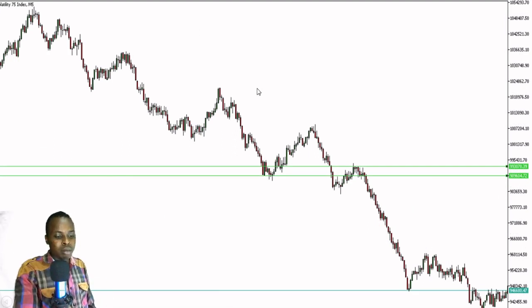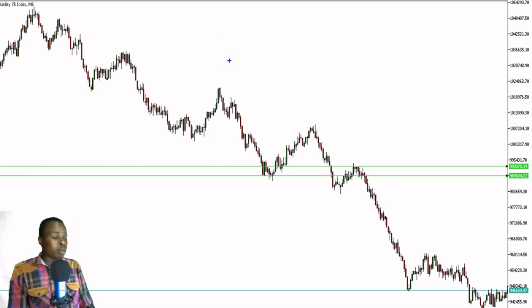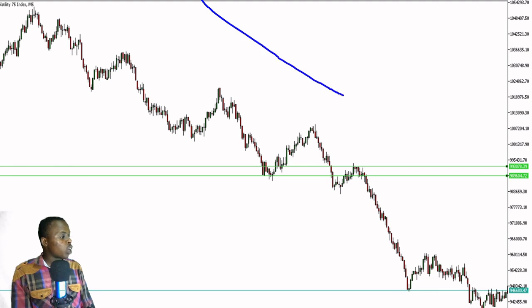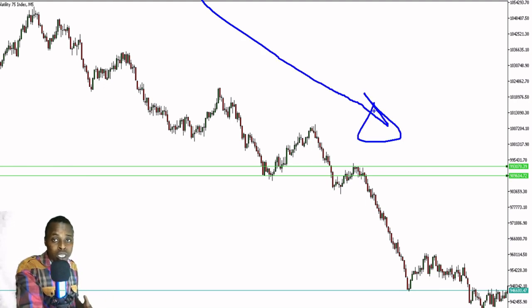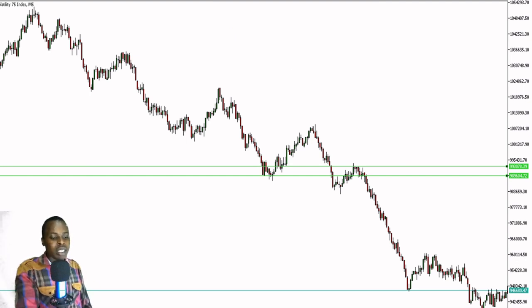Now for this example, I will show you what I mean by following the framework. So number one thing we are looking for is the direction of the market. The market is in a downtrend. I'm only looking to sell. And now the next thing is I'm looking for areas of value.